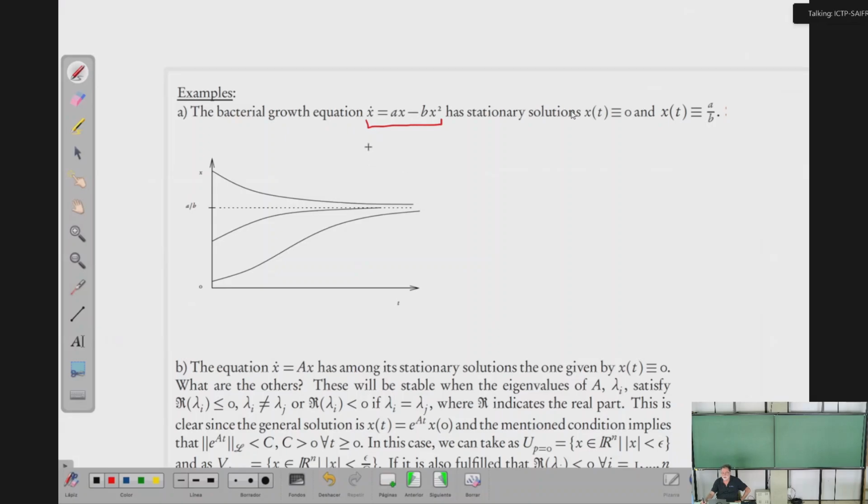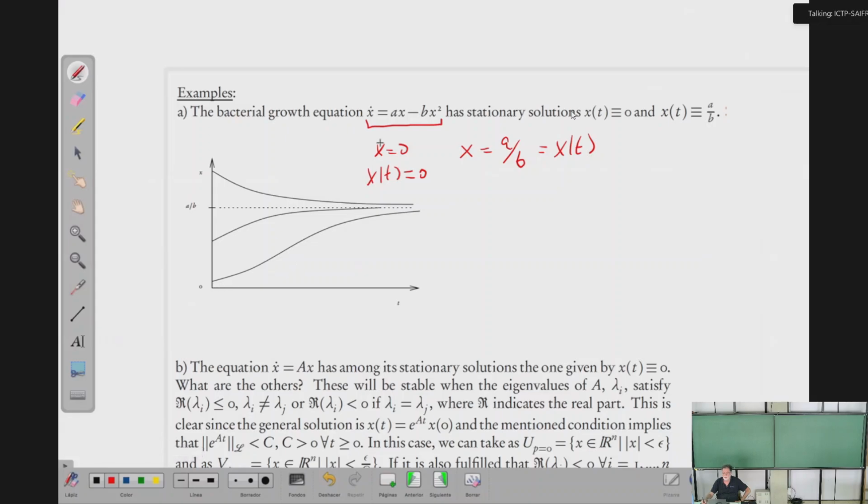And this system has two fixed points, right? One is x equal to 0, so this is a zero of that, and the other is when x is equal to a over b. So these are two solutions, x of t equal to 0 and x of t equal to this other constant. This one, the 0, is unstable.